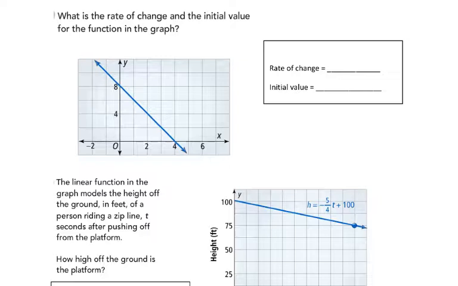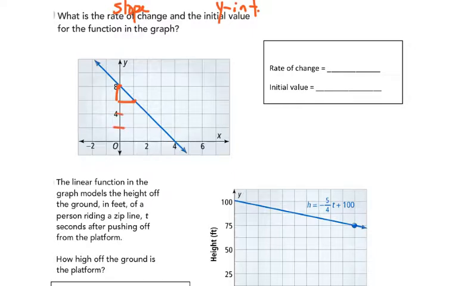So the rate of change is the slope, and the initial value is the y-intercept. So if we are asked what the slope is, we find 2 points on the graph, and we look to see how much we go down and over. Now it's 1 square, but we need to look at the scale.